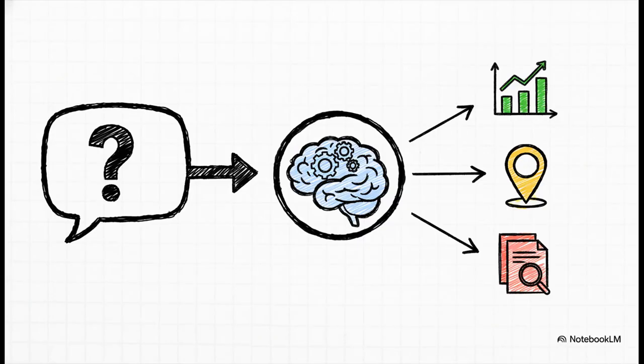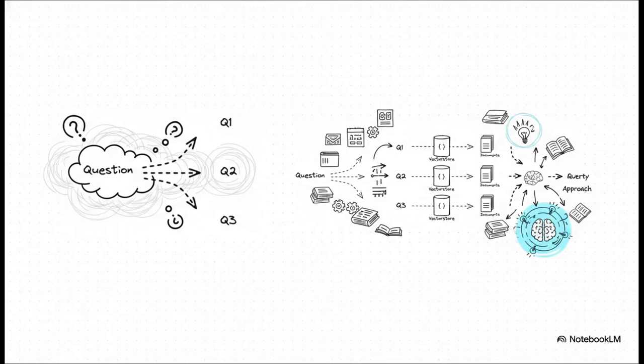This is where advanced RAG comes in. We can improve the search by rewriting the user's query first. One trick is the multi-query approach. It rephrases the question in different ways to find more stuff.